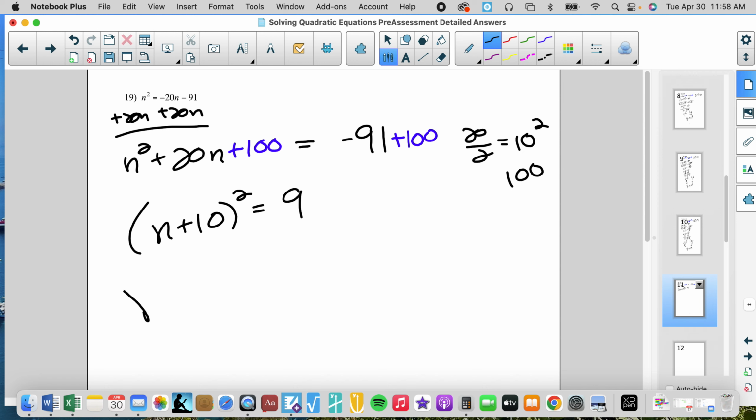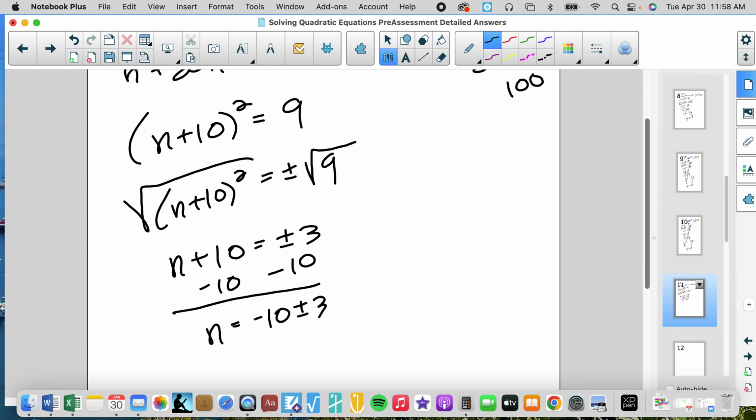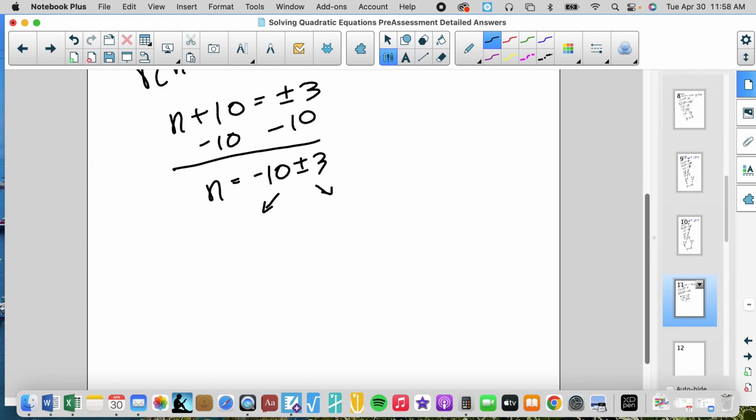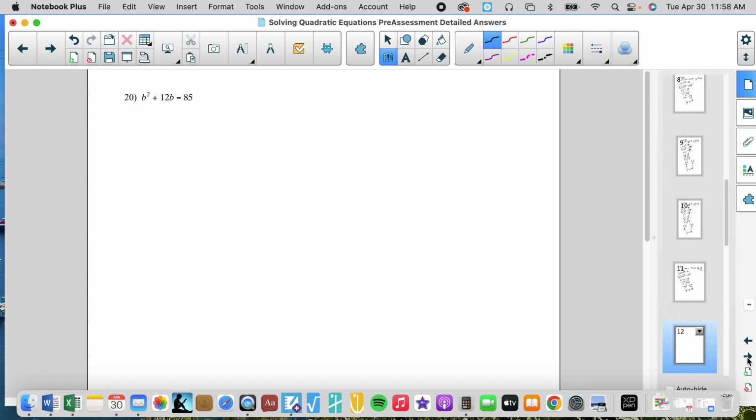Oh, that's nice. Square root: n plus 10 quantity squared equals plus or minus rad 9. N plus 10 equals plus or minus 3. Subtract 10. We get n equals negative 10 plus or minus 3. Negative 10 plus 3 is negative 7, negative 10 minus 3 is negative 13. In numerical order, it would be negative 13, negative 7. Oh, nice, yeah. We've already got it in that form.